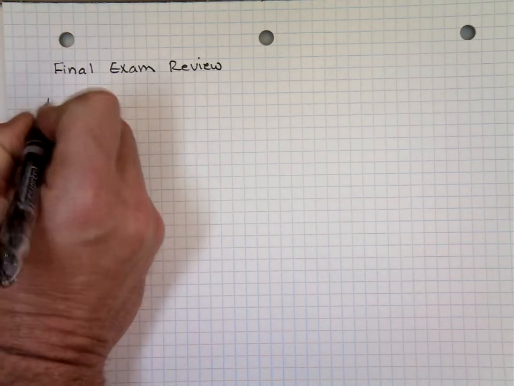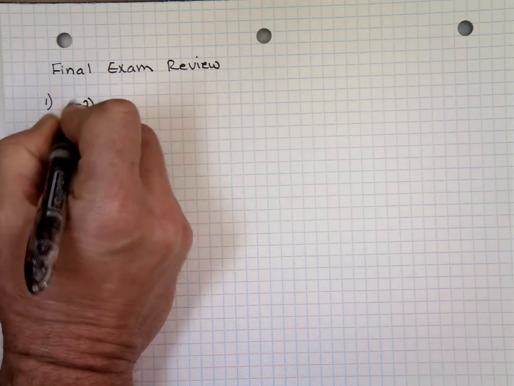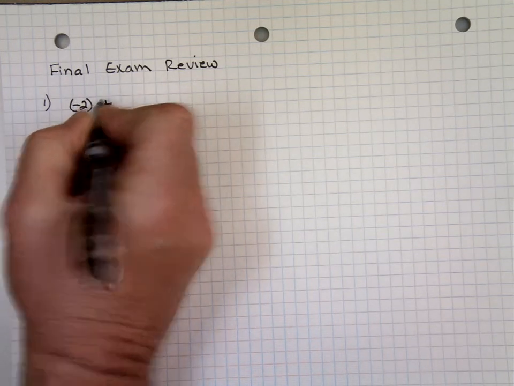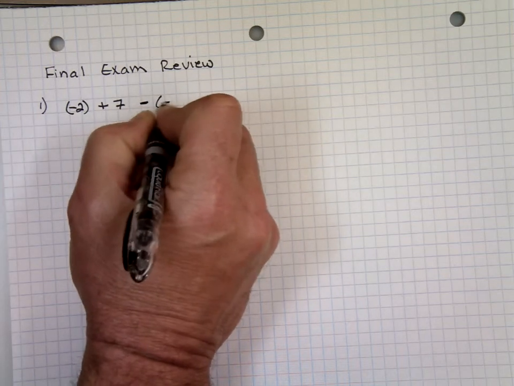Question number 1. What is negative 2 plus 7 minus a negative 8?